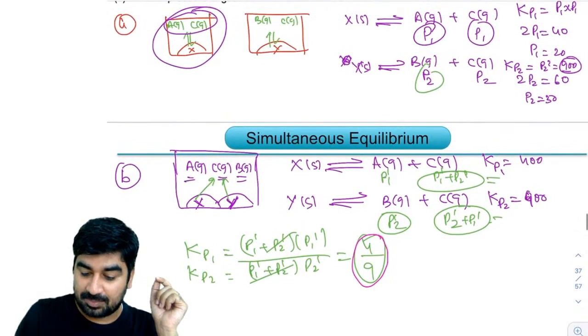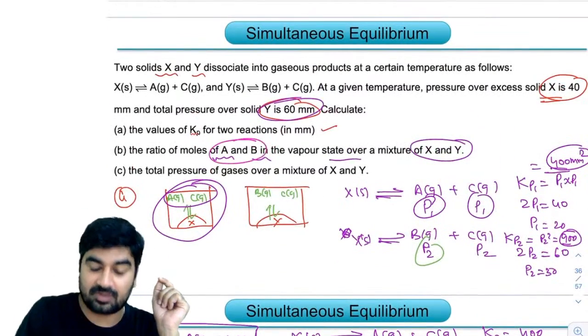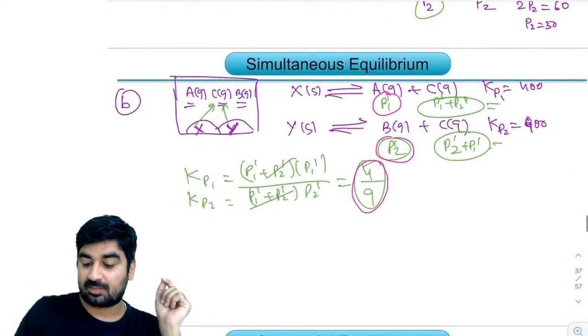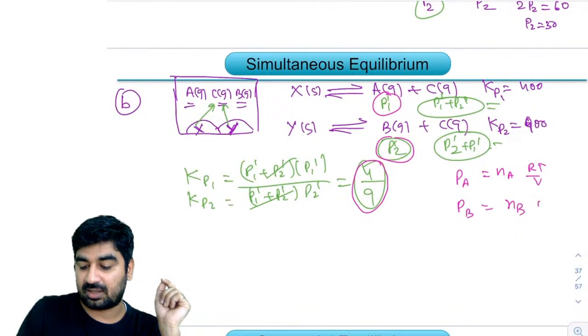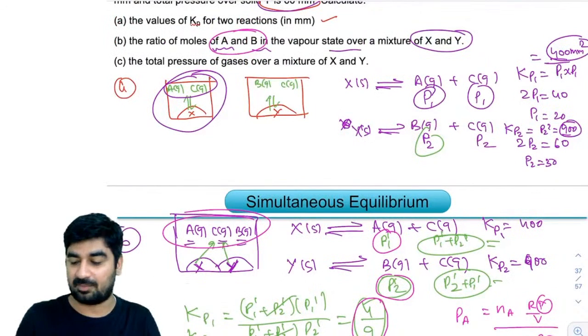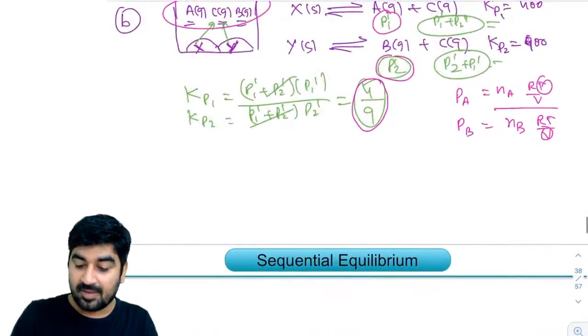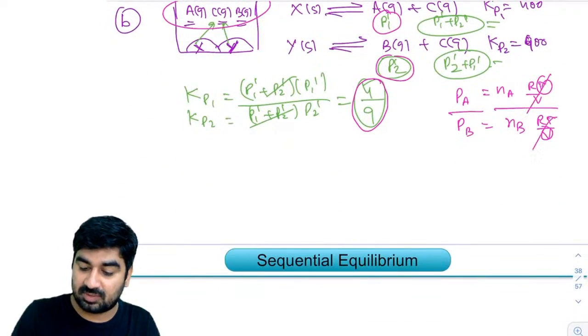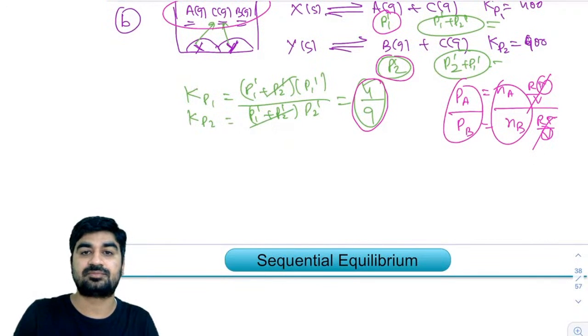So this is the pressure due to A, this is the pressure due to B. Now they are asking the moles of A and B. So guys, pressure due to A will be mole of A RT by V. Pressure due to B will be mole of B RT by V. So temperature and volume are the same. Why? Because the container is common. Their volume will be same. So the ratio of their pressures will be same as their molar ratio.